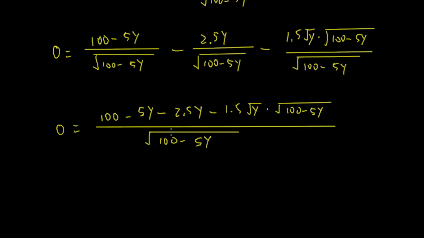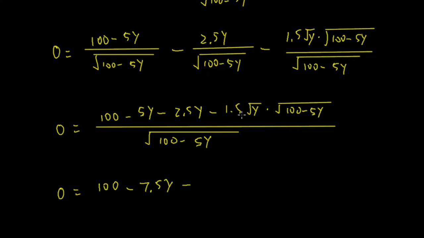What do we do next? Okay, we can get rid of the fraction, basically get rid of the denominator. So we can multiply both sides by square root of 100 minus 5y. So 0 times square root of 100 minus 5y is 0. So 0 is equal to, now this top here. Let's simplify this, right? So this here is basically minus 7.5y.